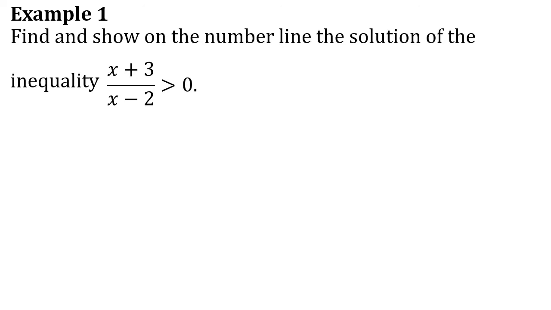For our first example, find and show on the number line the solution of the inequality (x + 3) over (x - 2) greater than 0. Last time, we had solving rational equations. Solving rational inequality is different because here we are going to need to make use of a number line.